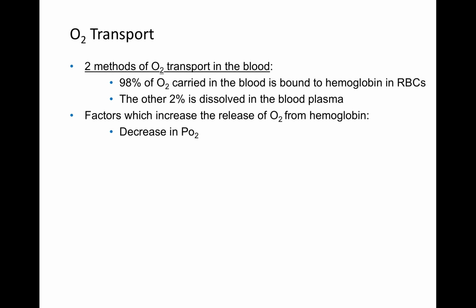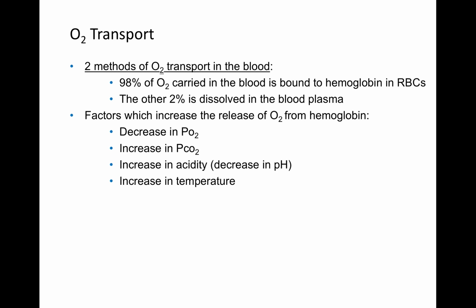So let's take a little more detailed look at this. So factors that are going to increase the release of oxygen from hemoglobin would be a decrease in the partial pressure of oxygen. So when oxygen levels are low, the partial pressure is low, you might expect that the tissue needs oxygen. So hemoglobin more readily relinquishes it or gives it up.